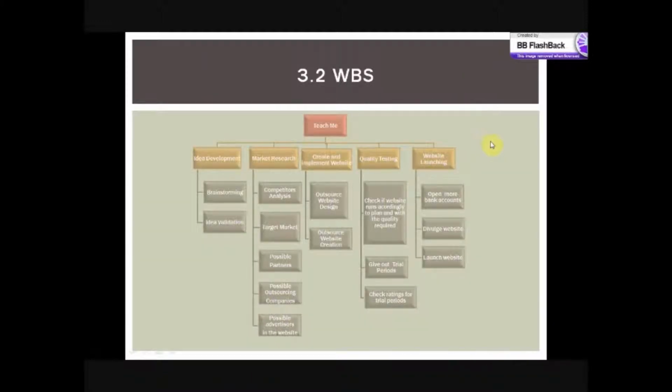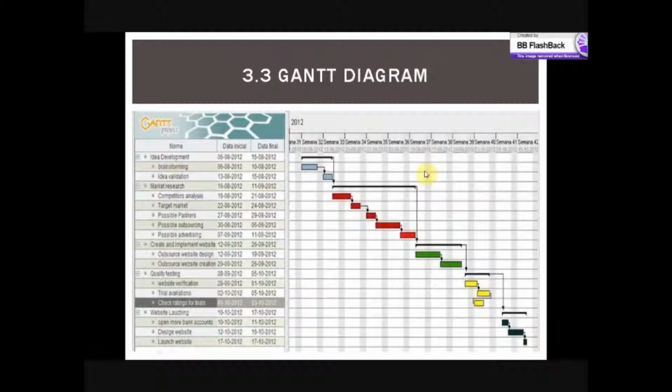This is the work breakdown structure. The main activities are represented at the top of the chart. Below them, we have their subtasks. The main activities are idea development, market research, create and implement website, quality testing, and website launching.